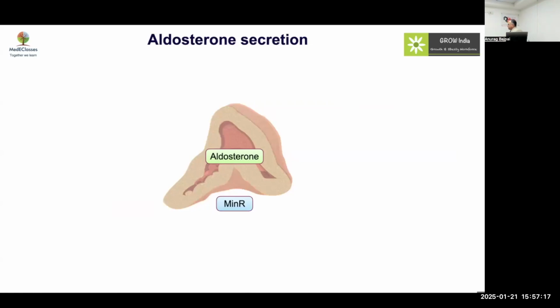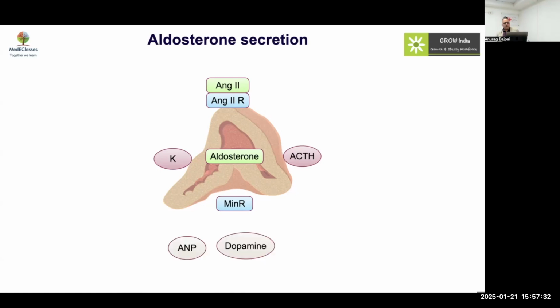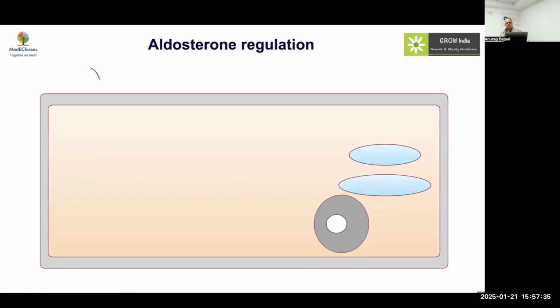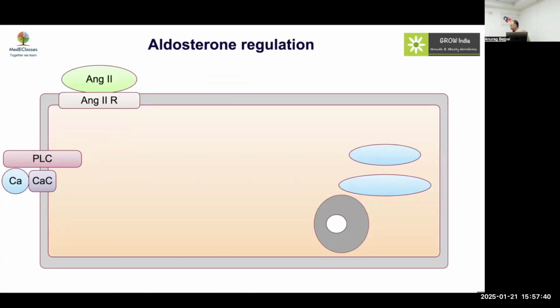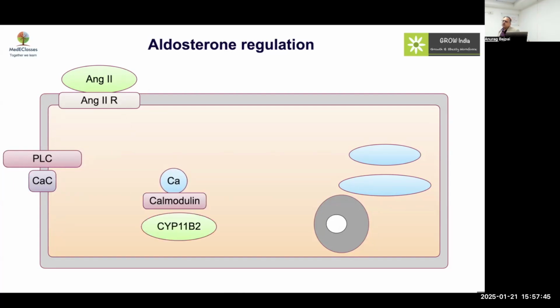Now, aldosterone secretion is largely, as I said, regulated via angiotensin 2, via the angiotensin 2 receptor. But as Dr. Alapan was talking about, potassium also has a direct influence in that regard. Some effect of ACTH, and ANP, dopamine, and somatostatin are inhibitory pathways in that regard. ANG2 basically acts via phospholipase C, allowing the calcium to enter, which is then going to increase the production of CYP11B2, which is basically the aldosterone synthase, to produce aldosterone.